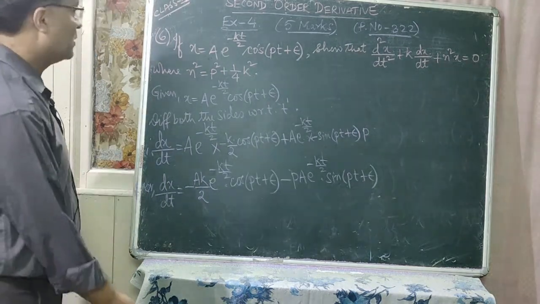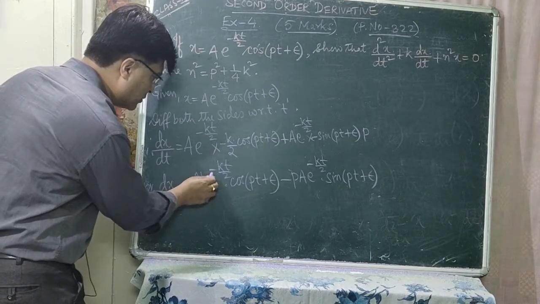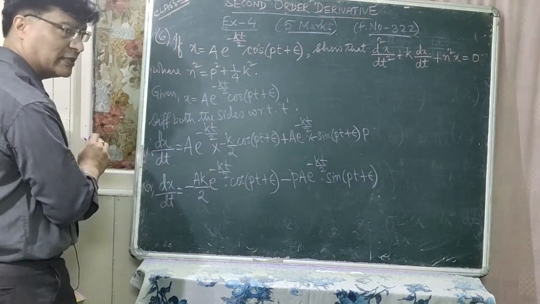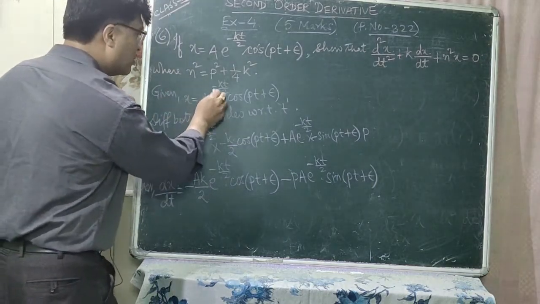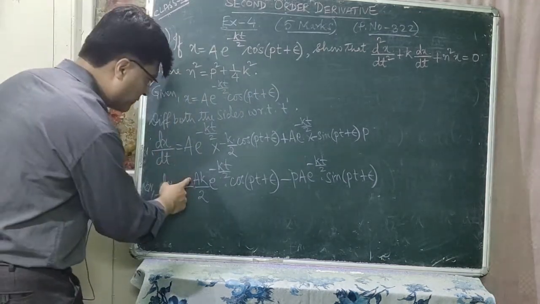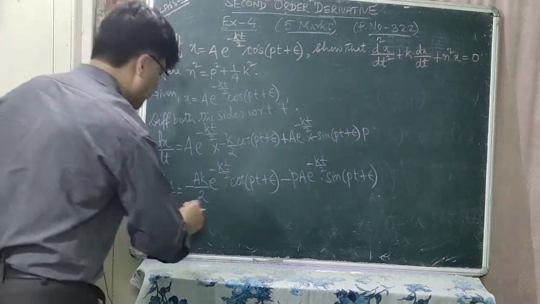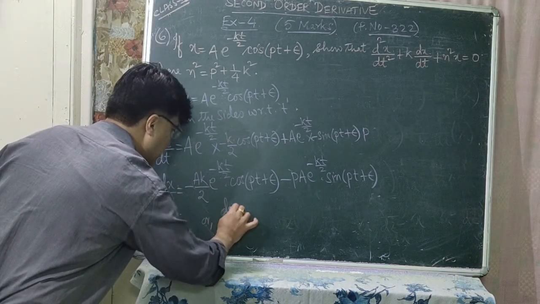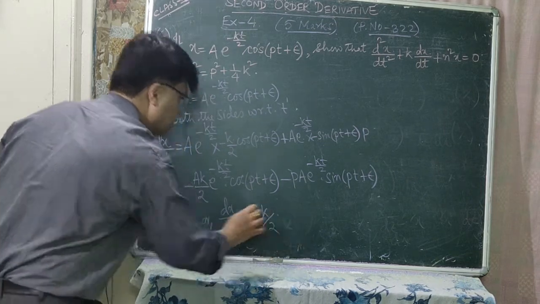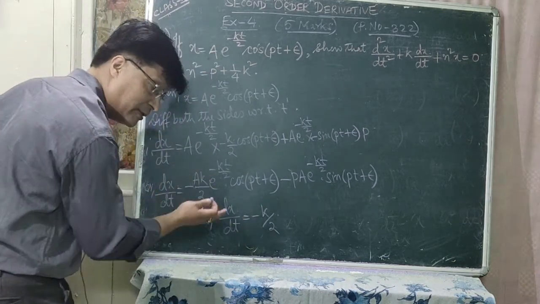Now instead of this capital A e to the power minus kt by 2 cos pt plus epsilon, you can write x, isn't it? What is the value for capital A e to the power minus kt by 2 cos pt plus epsilon? It is x, isn't it? So instead of capital A e to the power minus kt by 2 cos pt plus epsilon, you can write x here. So this is your dx by dt is equal to minus k by 2. This minus k by 2 is kept as it is. You write down that one.